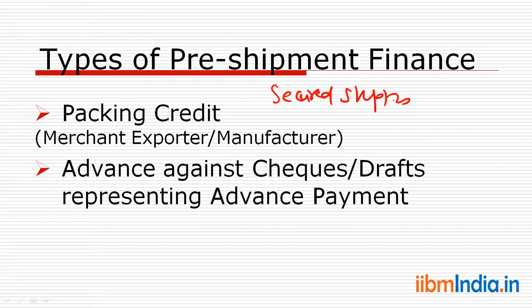A red clause letter of credit authorizes the local bank to grant advances to exporters to meet their working capital requirement for the processing of the export order. Such advances are guaranteed by the issuing bank.